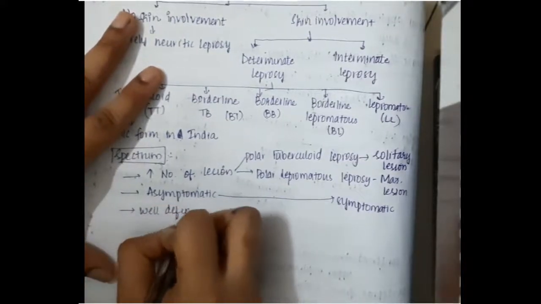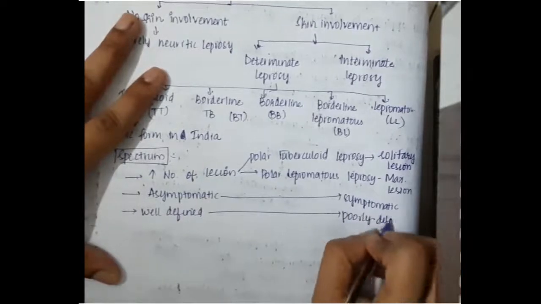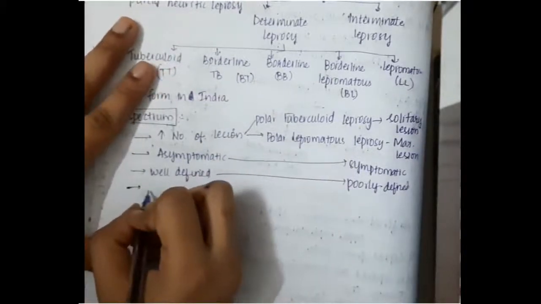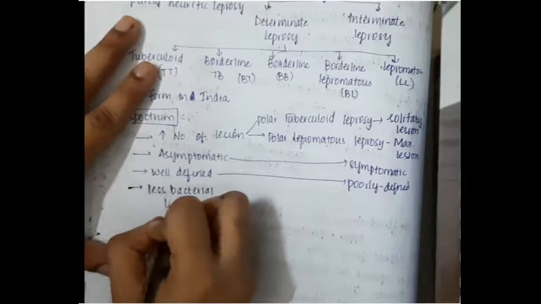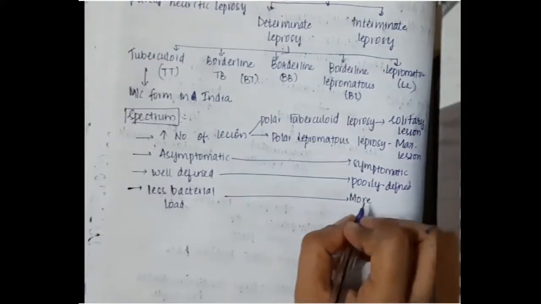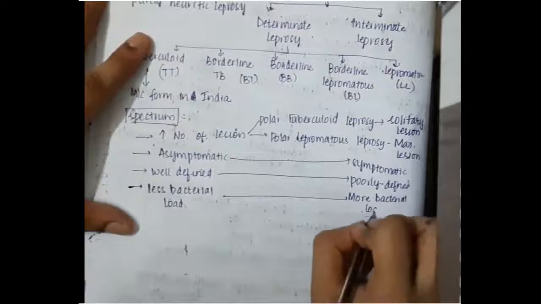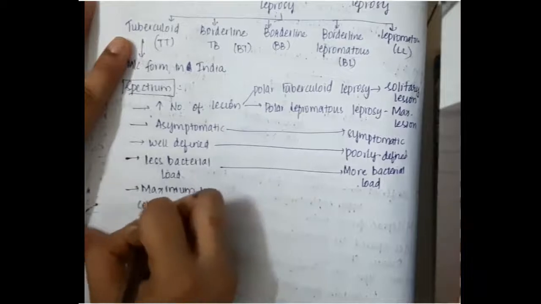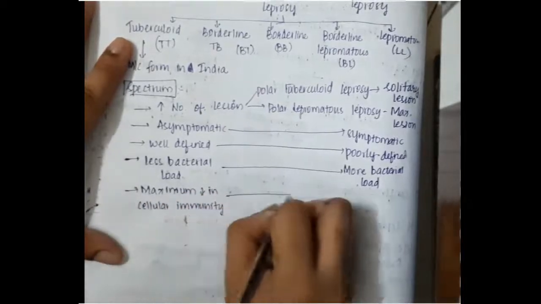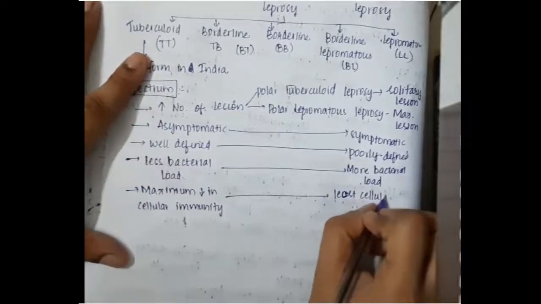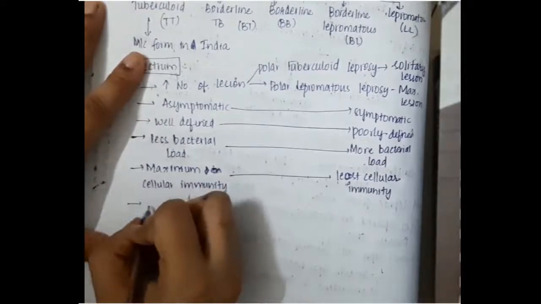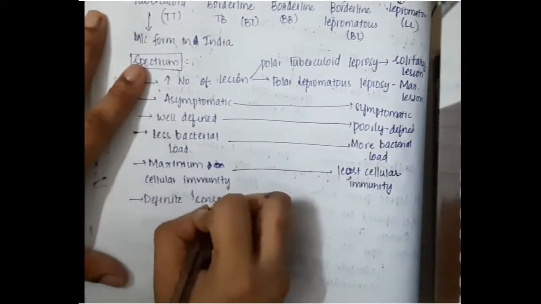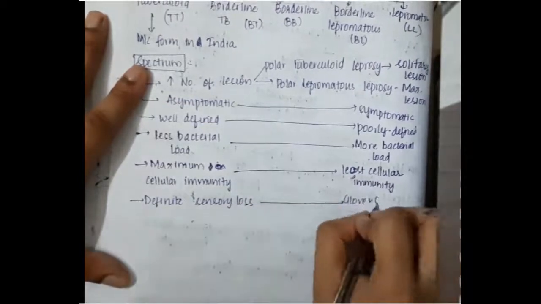Then tuberculoid leprosy is well defined and lepromatous leprosy is poorly defined. Tuberculoid leprosy has less bacterial load when compared to lepromatous leprosy, which has more bacterial load. Maximum cellular immunity is seen in tuberculoid leprosy, whereas least cellular immunity is seen in lepromatous leprosy.